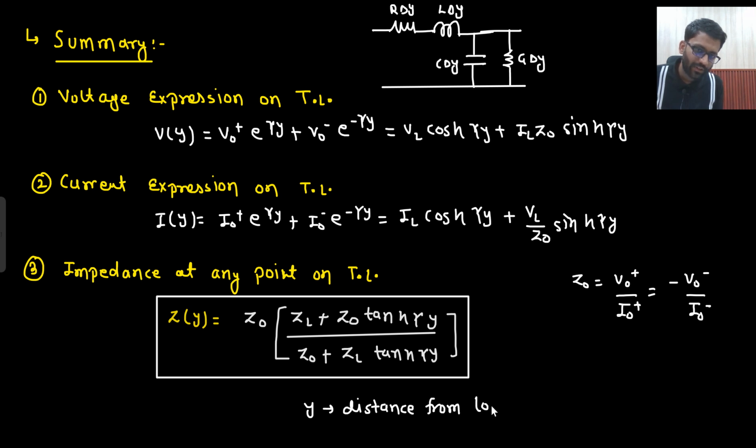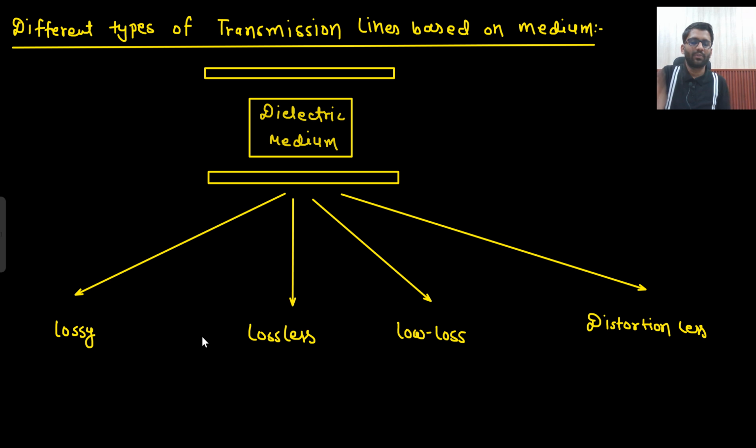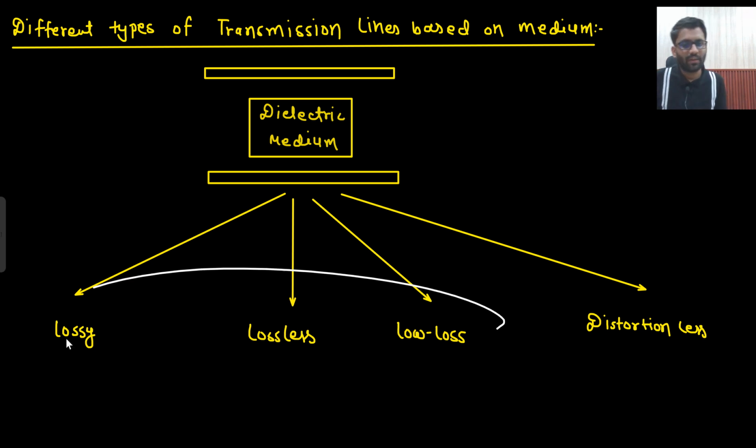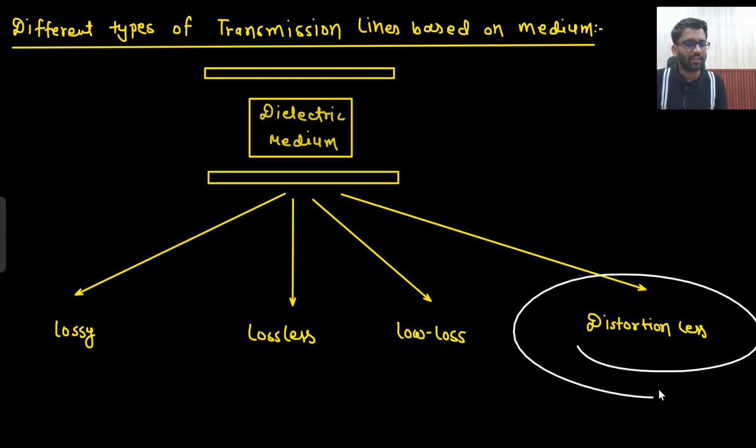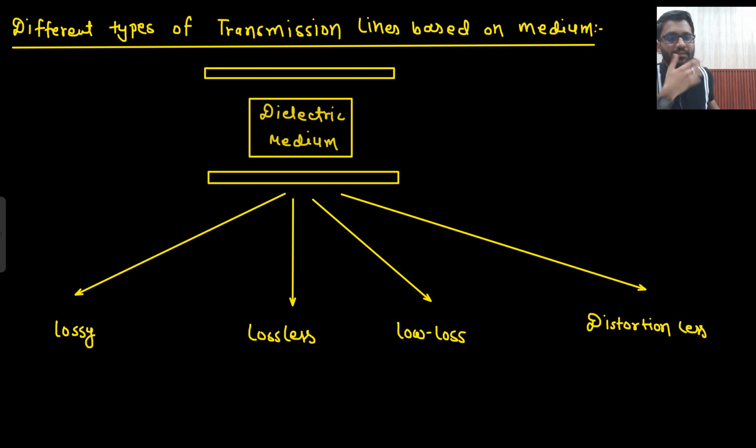I hope you enjoyed the first lecture. If you have studied EM wave, then it will be a cakewalk for you, right? In the next lecture we are going to see the types of transmission line, where we will study lossy, lossless and low loss. These we have already seen in EM wave. Something new is the distortion-less transmission line. We are going to study them in the next lecture.